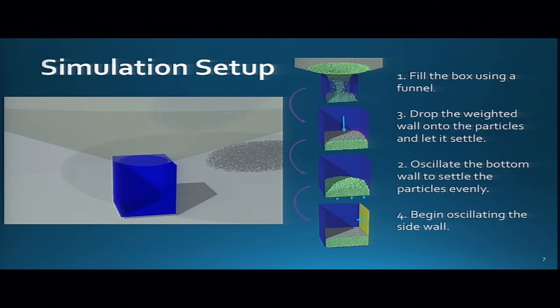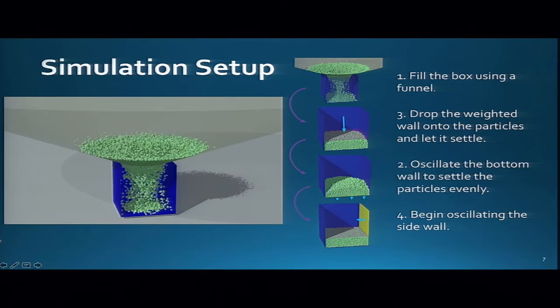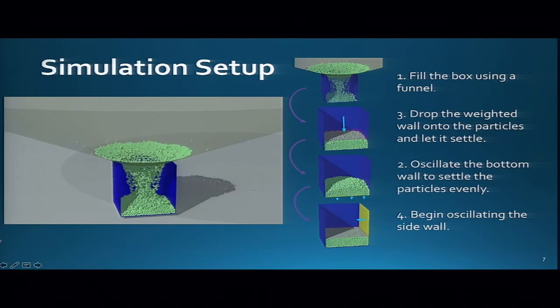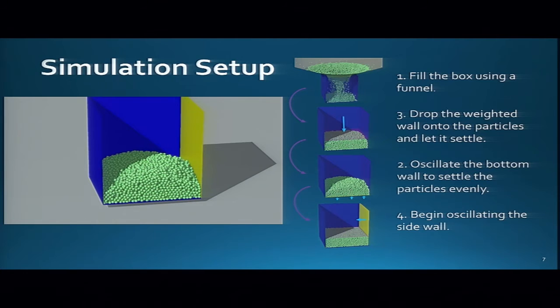So in terms of the simulation setup, we have a diagram on the side, but I'll also show you a video so you can see what's happening. So we start by filling our box using a little funnel, and it's very satisfying to watch. And then we let the particles settle a little bit, and then we apply a pressure on the top, which is equivalent to the weighted wall. And then we'll shake the system a little bit to let the particles settle into the corner and be a little bit more evenly distributed.